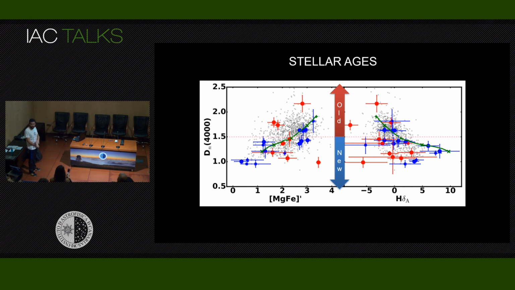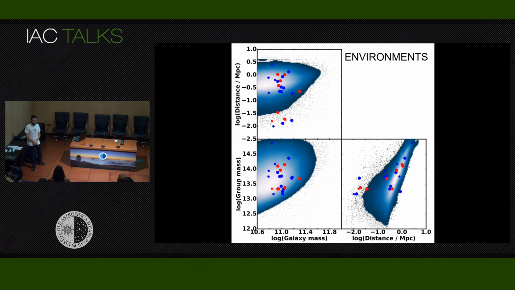By the way, I was only interrupted by senior people again. I want the students. And when it comes to the environment, so to the places where this galaxy lives, the results are kind of no sense.